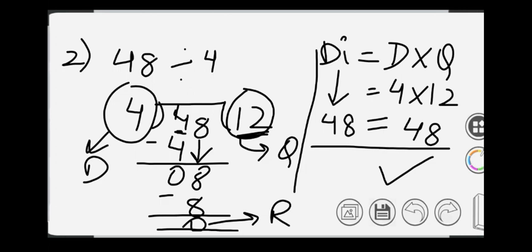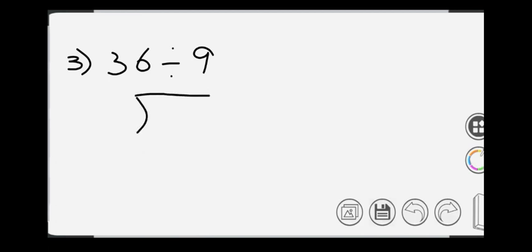Now let us see the second case. So for example, let me write the numbers first. For example, here it is 36 divided by 9. So again we'll be following the same step, but this is case 2. So here inside the home I am writing the dividend, that is 36, and outside the home I will be writing the divisor, that is 9.